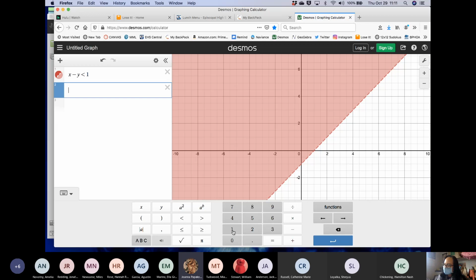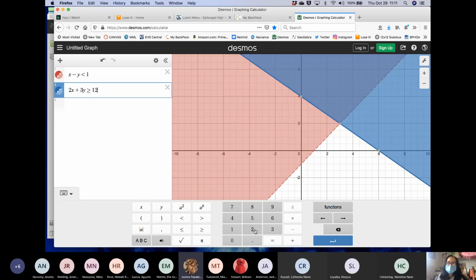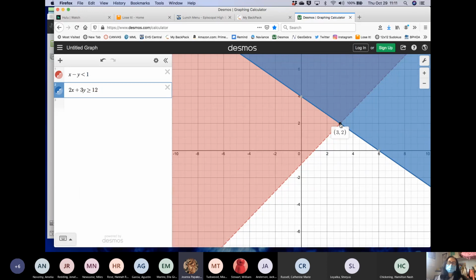Now I'm going to graph the second inequality. I have 2x plus 3y was greater than or equal to 12. Solid boundary line, there it is. And there's my point of intersection. Isn't that lovely? So here's your solution set. Right? So you can check your answers for the time being.